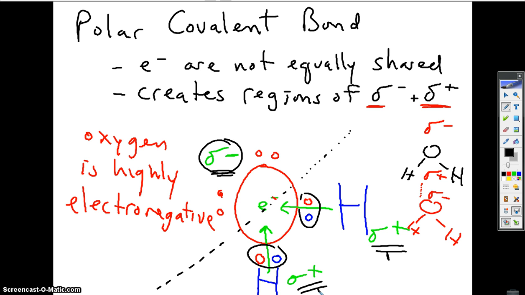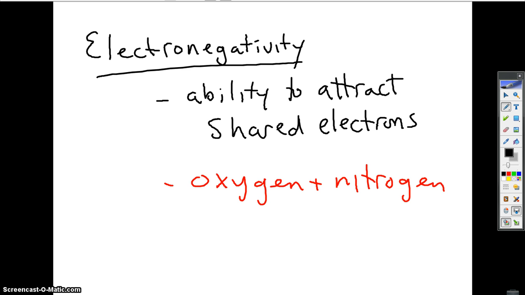If you look over here on the right, you can see if 2 polar molecules are in the same vicinity as each other, the negative oxygen of one will be attracted to the positive hydrogen of another, and we form a hydrogen bond, which we'll talk about shortly. So this idea of electronegativity is the ability to attract shared electrons. The two you've got to be familiar with are oxygen and nitrogen. In terms of biological systems and for AP Bio, oxygen and nitrogen are the two you've got to remember have a high electronegativity and are likely to form polar covalent bonds.